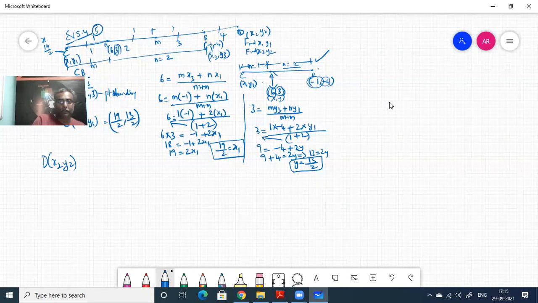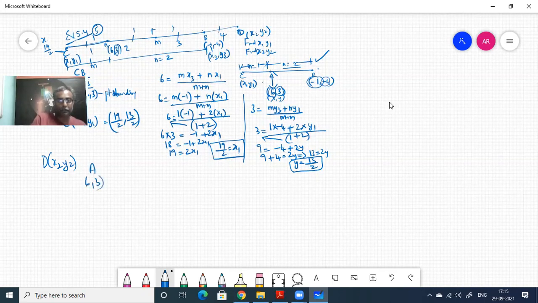Okay, you take this line. A is 6 comma 3. D is x2, y2, which you don't know, and B is minus 1 comma minus 4. Okay, you take it like that.